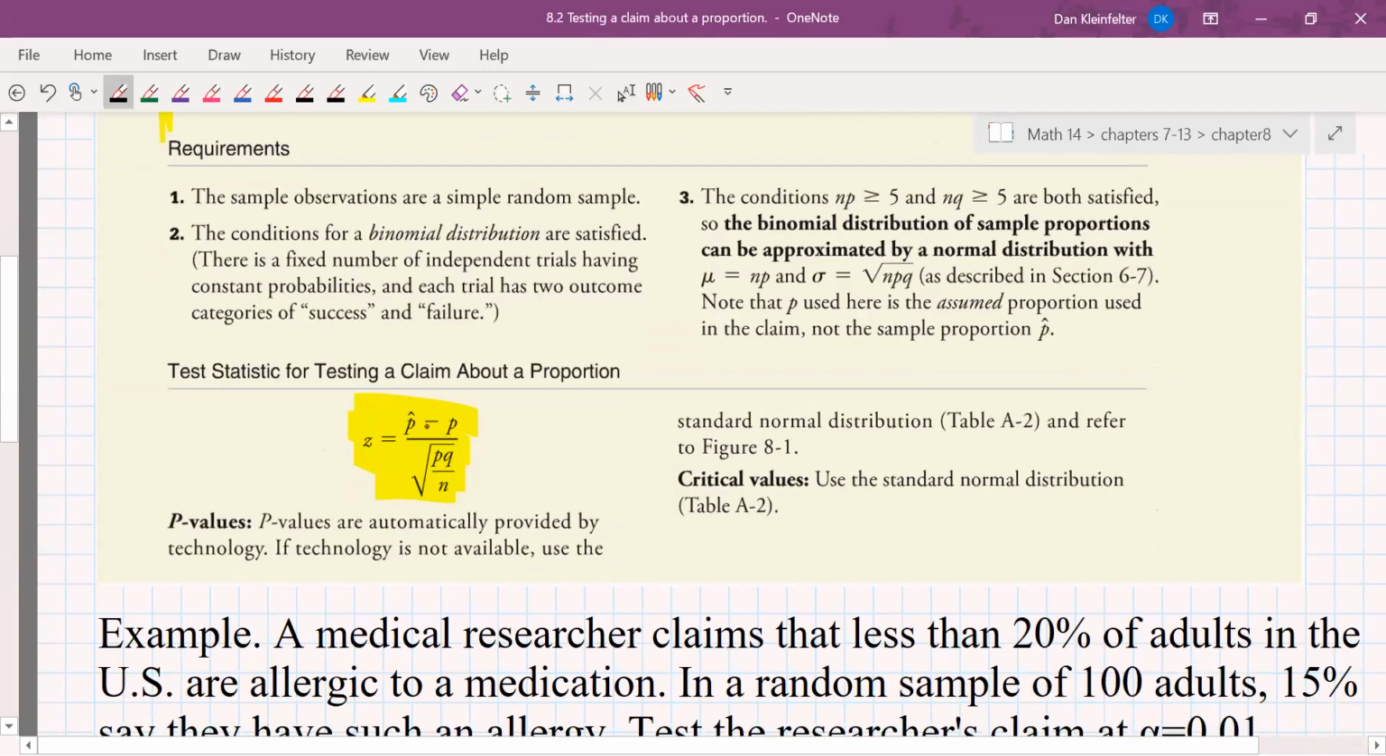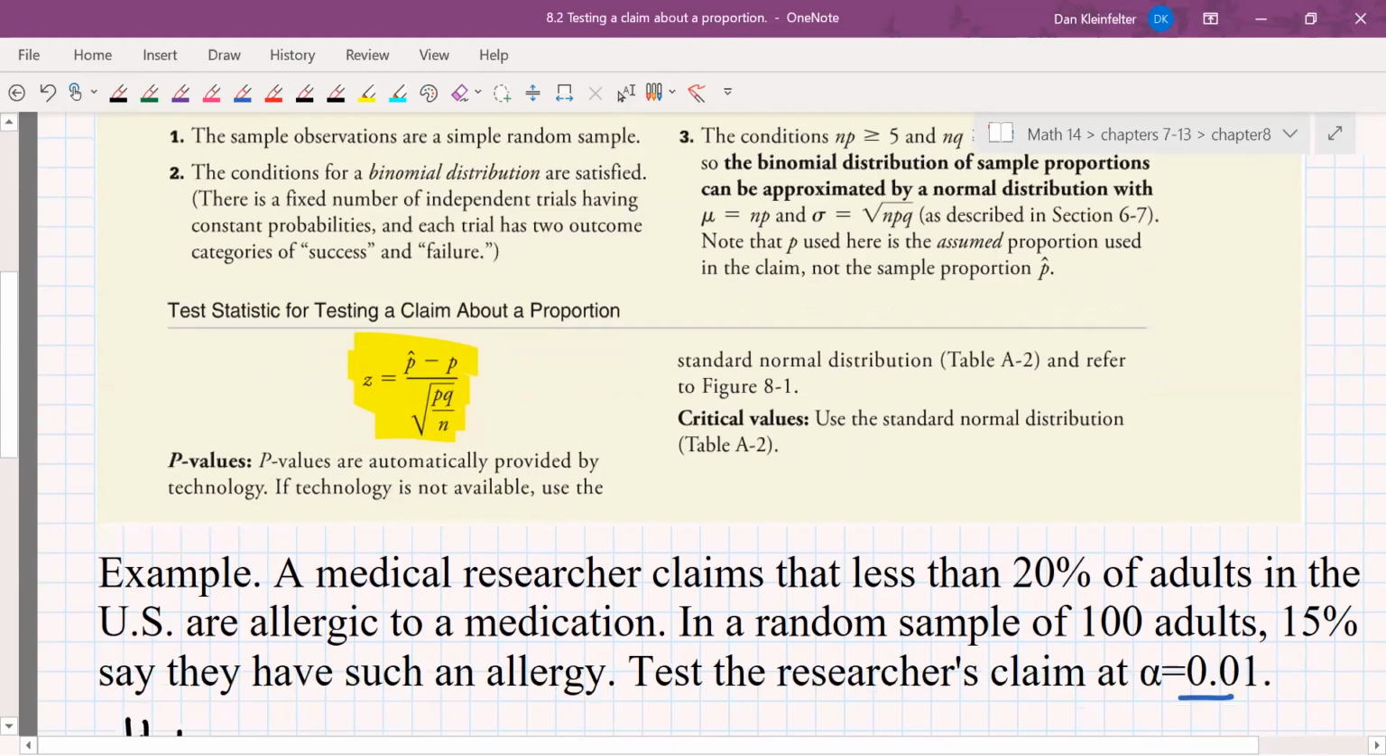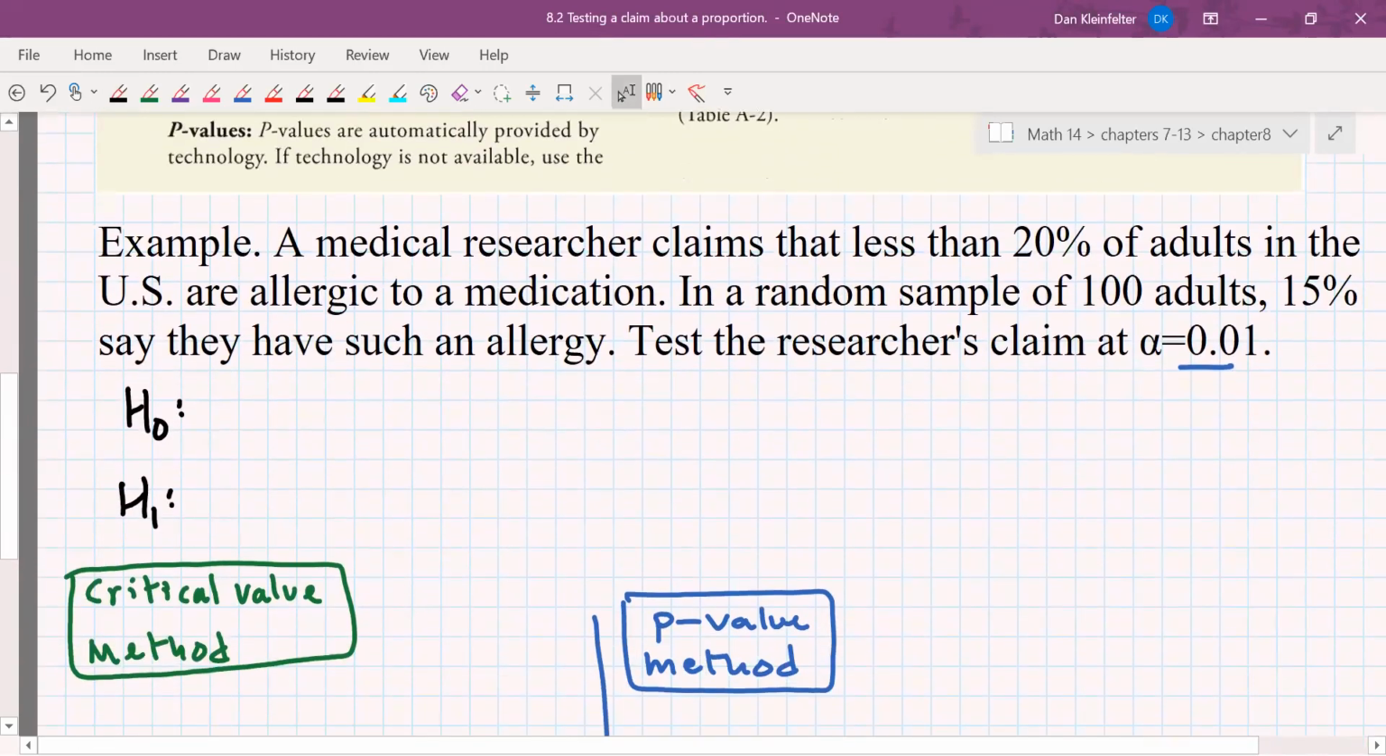Our test statistic, we saw, was P hat minus P over the square root of PQ over N. P values are given by technology. If not available, we can use our Z distribution. All right, so let's try it.